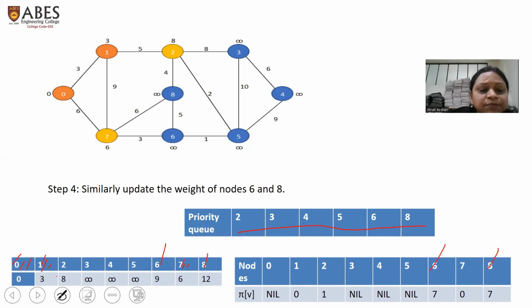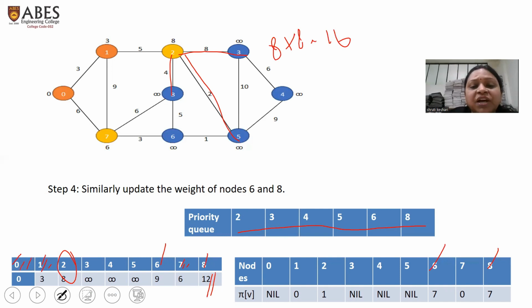2 contains the minimum value. Vertex 2 contains the value 8. Then choose 2 and check all the adjacent vertices which are not visited. That is 8, 5, and 3. Again, check the values. What will the cost of 3 be? That is 8 plus 8, that is 16. And when you're talking about vertex 8, that is 8 plus 4, 12. 12 is already there, so no need to update this value, right?